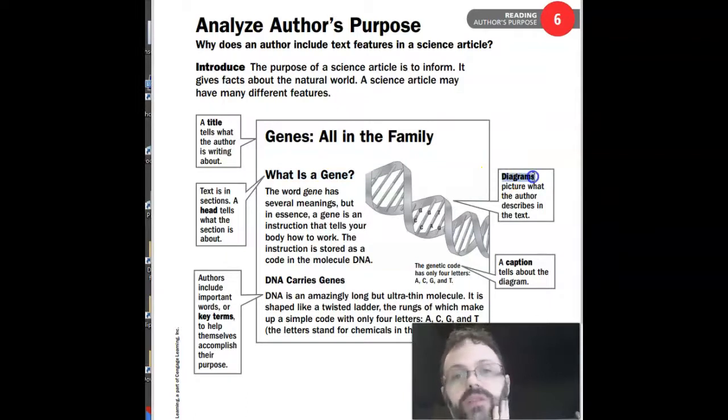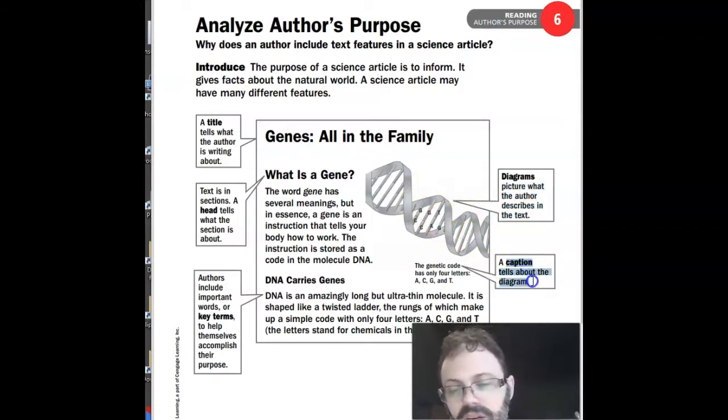A diagram is also a text feature. A diagram is something you can see. So this diagram is a picture. The diagram is a picture of what the author describes in the text. So you could ask a question like, why does the author include a picture of DNA here, or a diagram of DNA here?